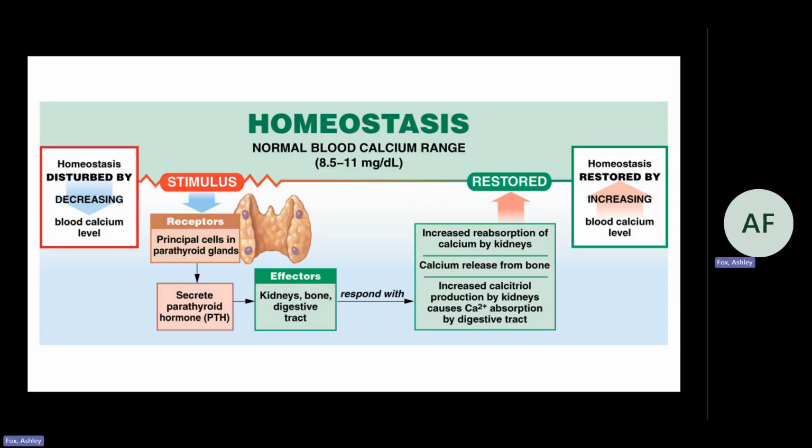So this is, again, just looking at calcium homeostasis. We like it to stay between 8.5 and 11 mg per deciliter. So if you have a decreased blood calcium level, then you're going to have parathyroid hormone released. You're going to make sure the kidneys keep calcium, the bones release calcium, and the digestive tract absorbs calcium.